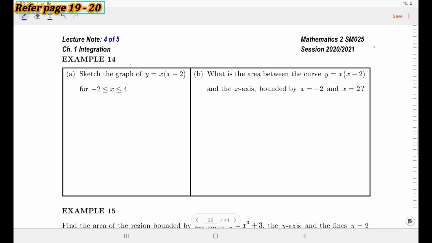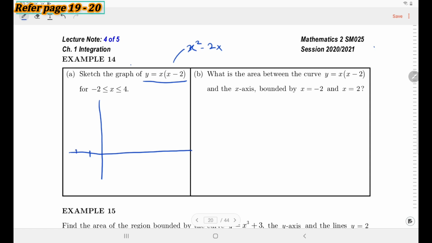Example 14: sketch the graph of y equals x multiplied by (x minus 2) for the domain negative 2 to 4. We can see the function is a quadratic function, because when I expand it becomes x squared minus 2x. So it is a positive quadratic. The roots give the x-intercepts, which are 0 and 2. So I simply sketch from negative 2 to 4.